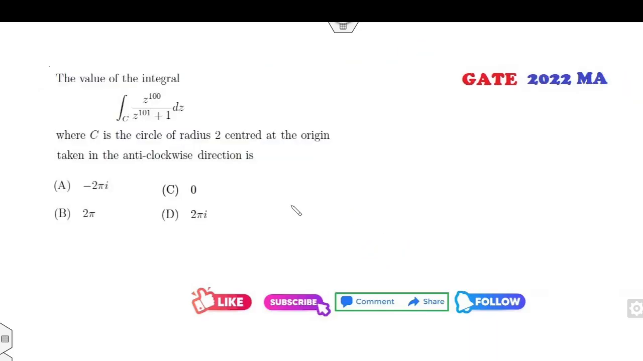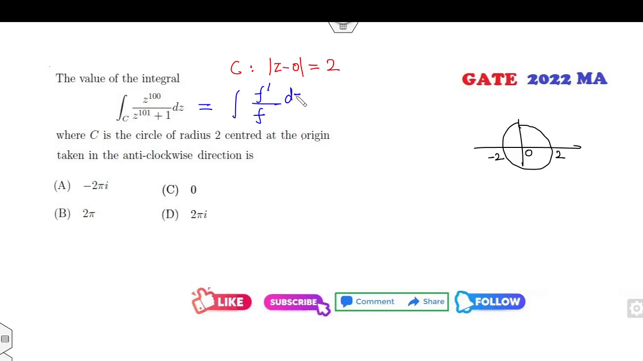Look at this another one. The value of the integral where C is a circle of radius 2 and center 0. Fine. So I can draw the circle with radius 2, center 0. Now again, it looks like the function f dash over f, but make sure I have to multiply and divide by 101. Then if I consider f as z raised to power 101 plus 1, f dash will be 101 times z to the power 100. So that means you can apply the argument principle very easily.